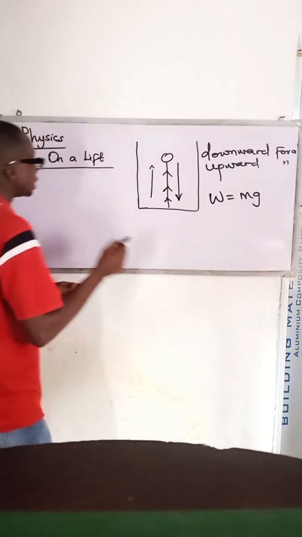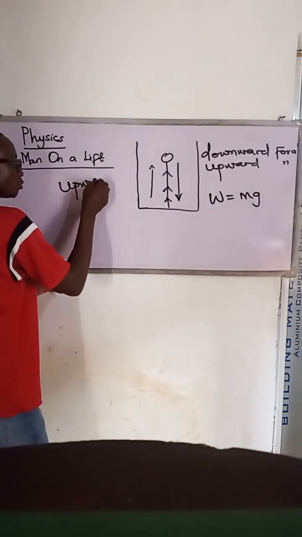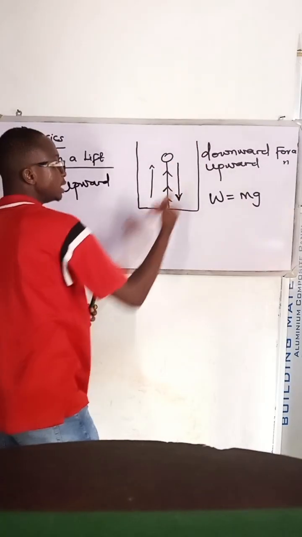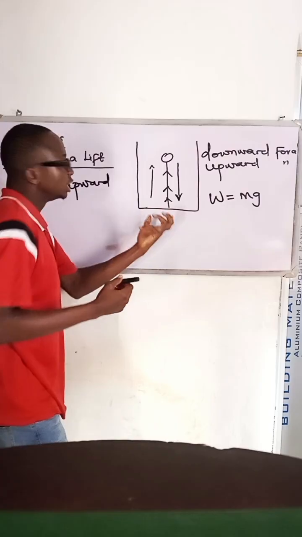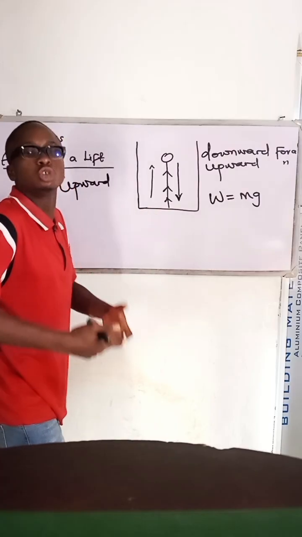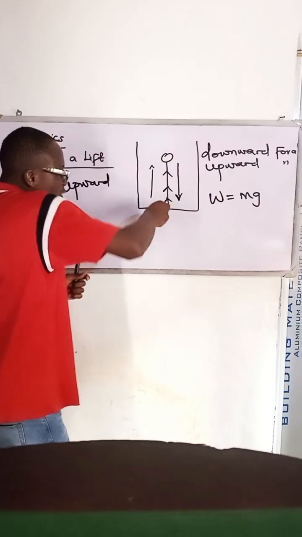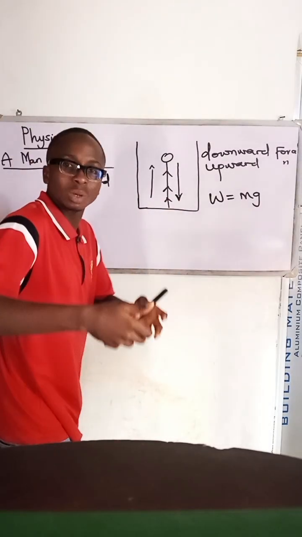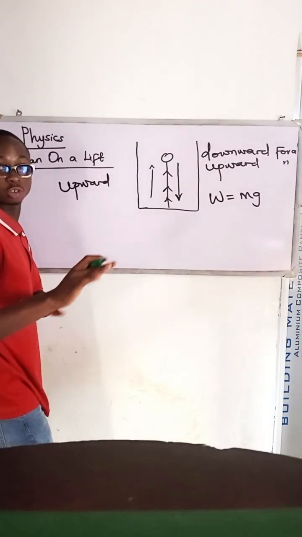Now, we're going to talk about if the man is going upward. If the man is going upward, it means that the tension in this elevator is more than his weight. That is why he's going upward. Please take note. That is why the man is moving upward. Now, what does it mean? That is an unbalanced force. The force is not balanced.